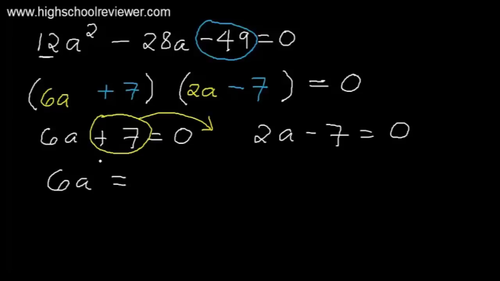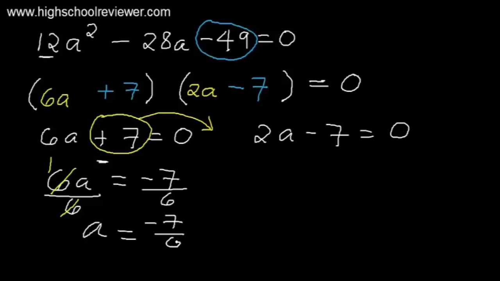And if we transpose positive, it will change sign. This will become negative 7. So to solve for a, we need to cancel out 6. So divide both sides of the equation by 6. So we have here 6 divided by 6, cancel that out. That is equal to 1. And 1 multiplied by a is equal to a. And negative 7 over 6. So this is our a sub 1, and this is equal to negative 1 and 1 over 6.